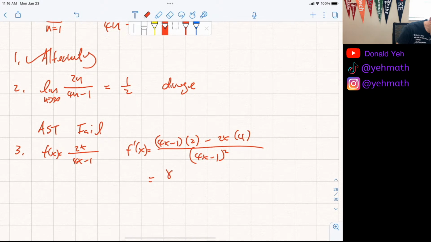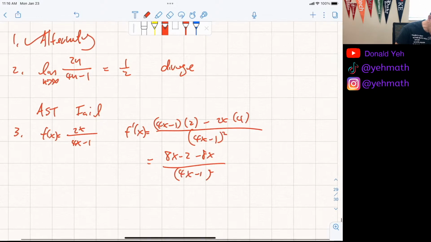So in this case, it's gonna be minus 2 over 4x minus 1 to the second power. So this will cancel out. That's just negative 2 over 4x minus 1 squared.